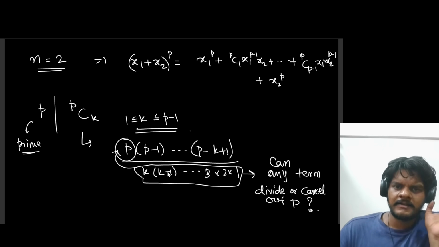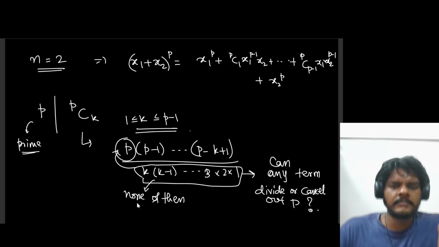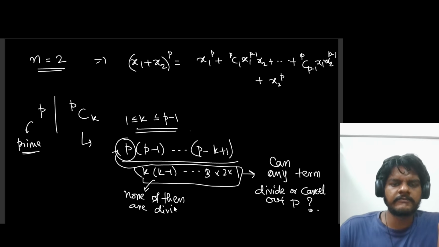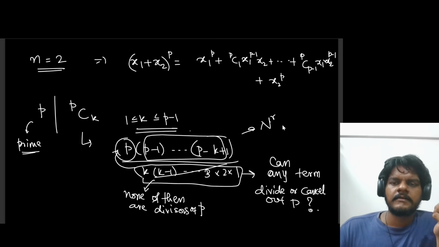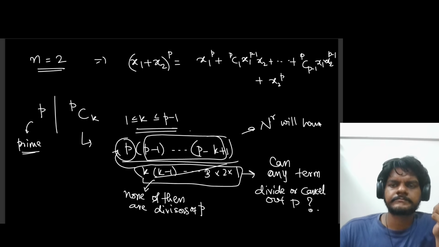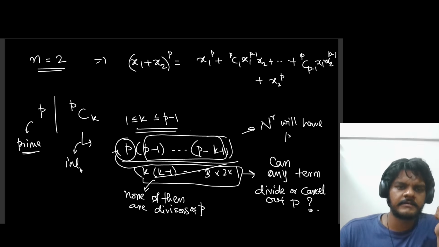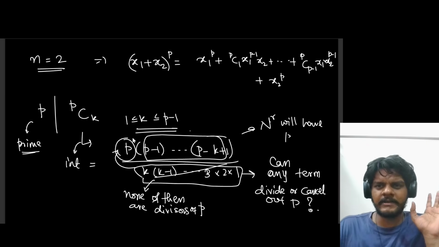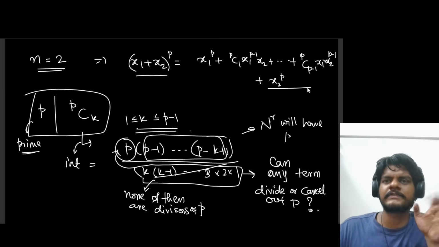It is not possible, right? Since it is a prime number, none of them are divisors of p. That means all of this will cancel out only till this part. So p will remain in the numerator. Numerator will have p. And we know that this is an integer, right? It's an integer. So p has to remain. So the thing is, this is the fact. Now we use this fact to prove this one.